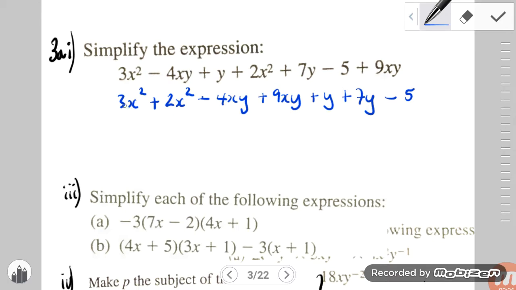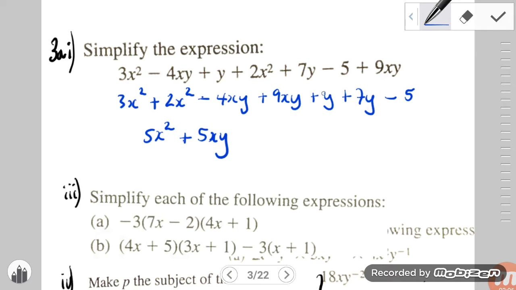Grouping like terms, 3 plus 2 gives us 5x squared. Remember, when we're adding and subtracting, we do not manipulate the powers. We just simply add or subtract the coefficients, and we rewrite the base, which in this case is x squared. Now we have negative 4 plus 9. Be careful, this is negative 4 and not 4. So negative 4, positive 9. 9 is bigger, so we take the 4 from the 9. We are left with 5, and because the sign of the 9 is bigger, it becomes positive 5xy.